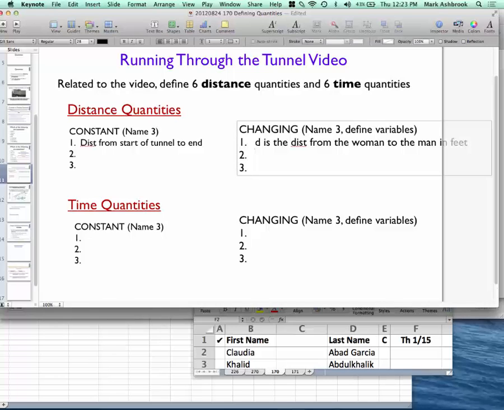Okay, so distance covered since entering the tunnel. How is that? So we'll call that one x, say. X is the distance covered since entering the tunnel.